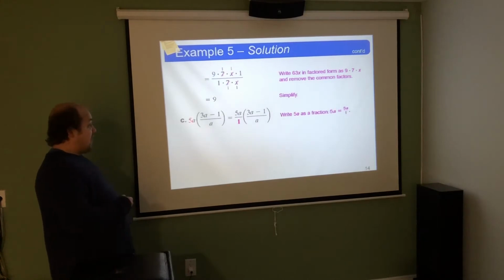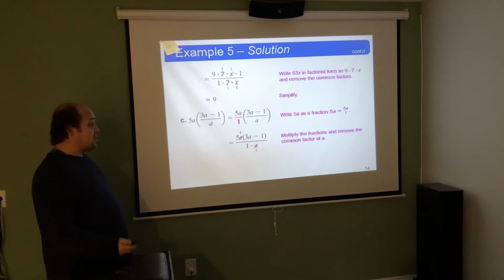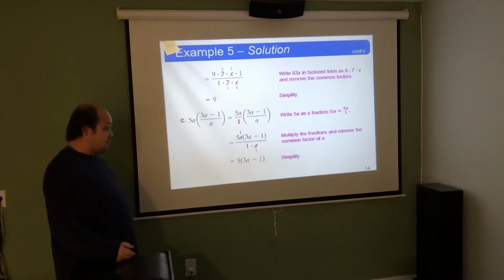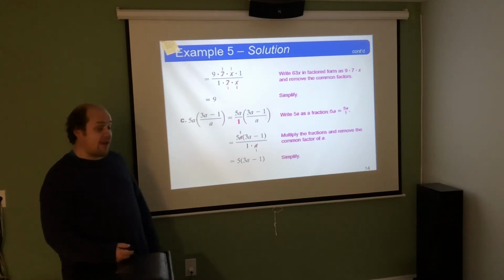When I do 5a times 3a minus 1 over a, it becomes 5a over 1 times 3a minus 1 over a. Really, at this stage, I can see that there's an a as a factor on bottom and an a on top that can be reduced. Once I reduce those a's, it becomes 5 times 3a minus 1 over just 1. I could just write that as 5 times 3a minus 1.